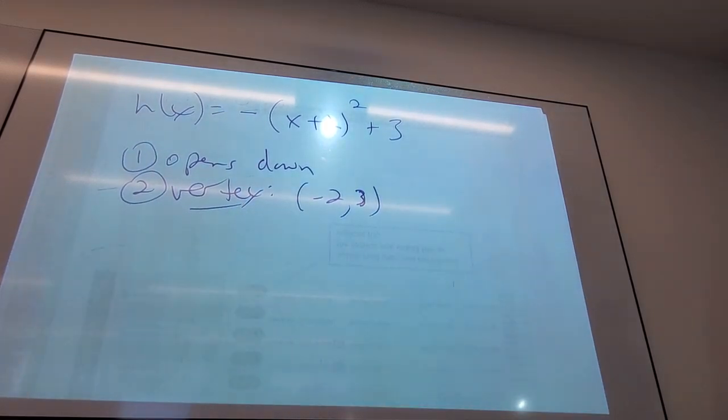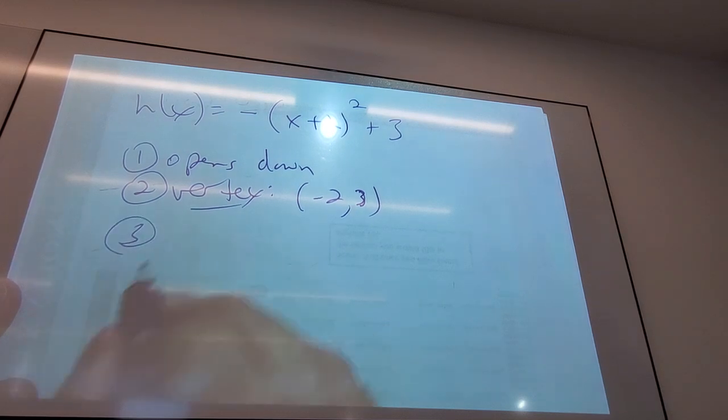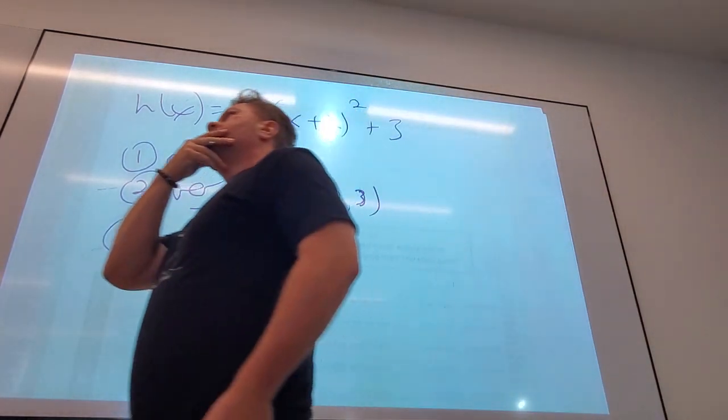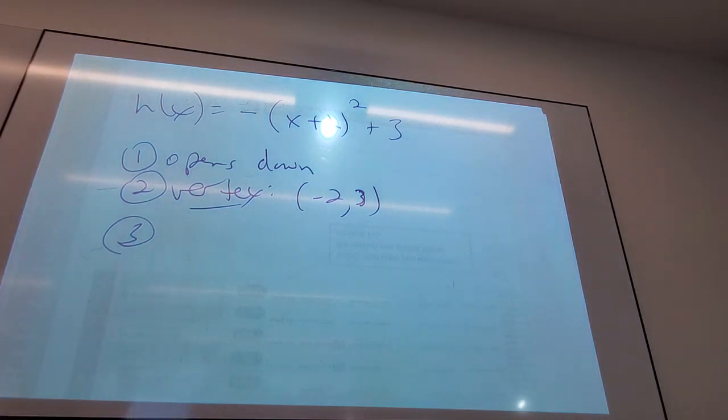And what's the vertex? Okay, I like it. Now there's a third thing I'll ask you right now. And you've got to be really careful. What's the y-intercept? It is not 3.